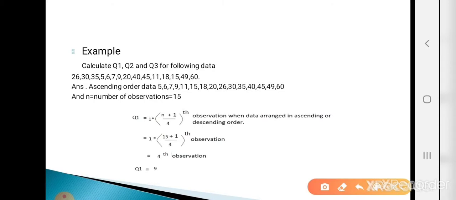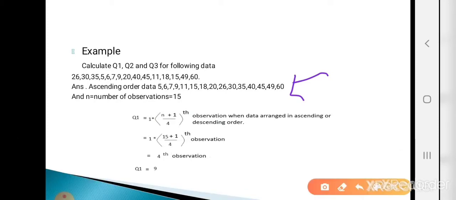Here the ascending order data is 5, 6, 7, 9, 11, 15, 18, 20, 26, 30, 35, 40, 45, 49 and last is 60. And here n, that means the number of observations, is 15. That means there are a total of 15 observations in the given example. So first find Q1. For finding the value of Q1, put i equal to 1.